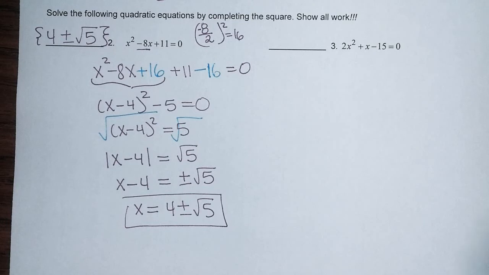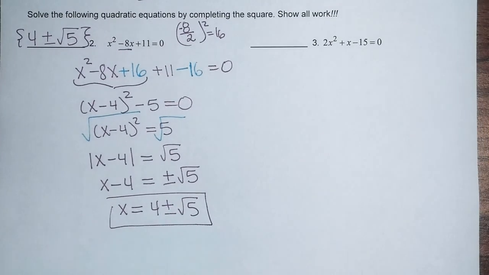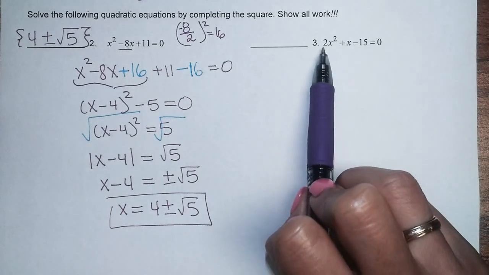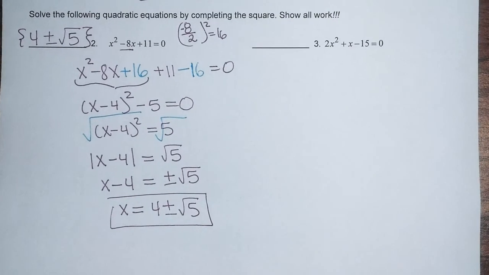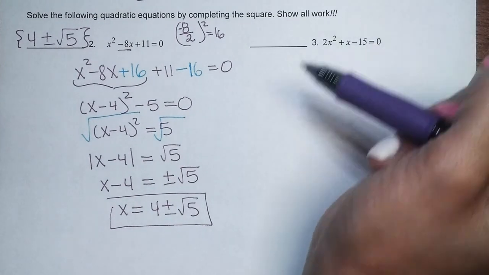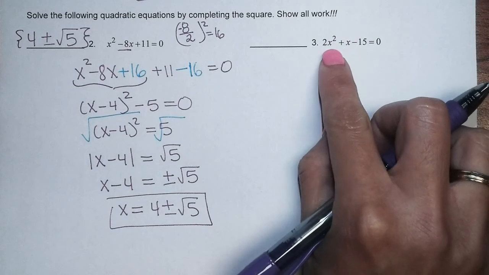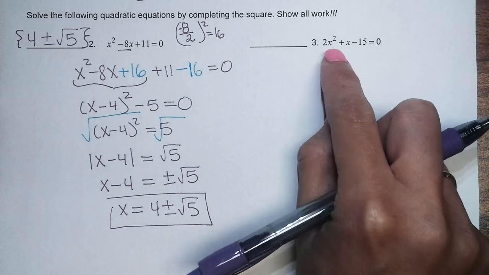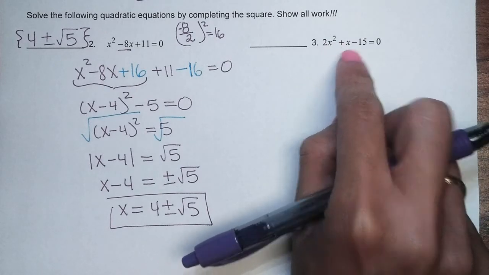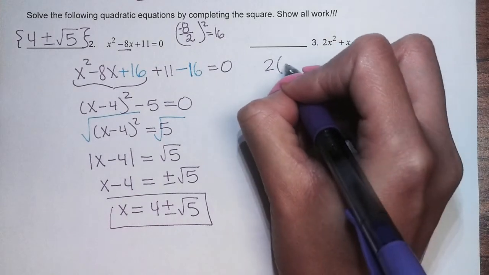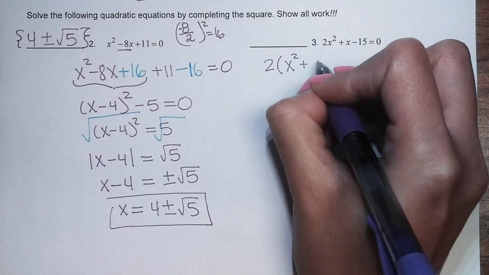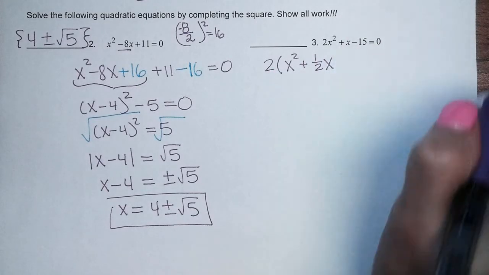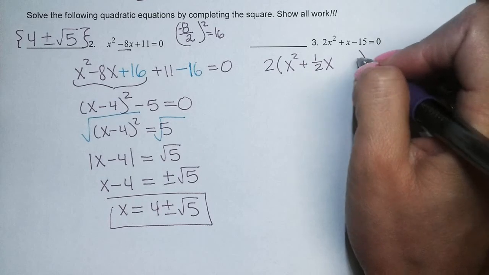So again, this quadratic has two solutions, 4 plus the square root of 5 and 4 minus the square root of 5. So our last example, same thing, we're going to do it by completing the square, but it's a little more fun. It has a coefficient of 2 in front of your x squared. Just like you learned, when you complete the square, the coefficient of x squared has to be a 1.